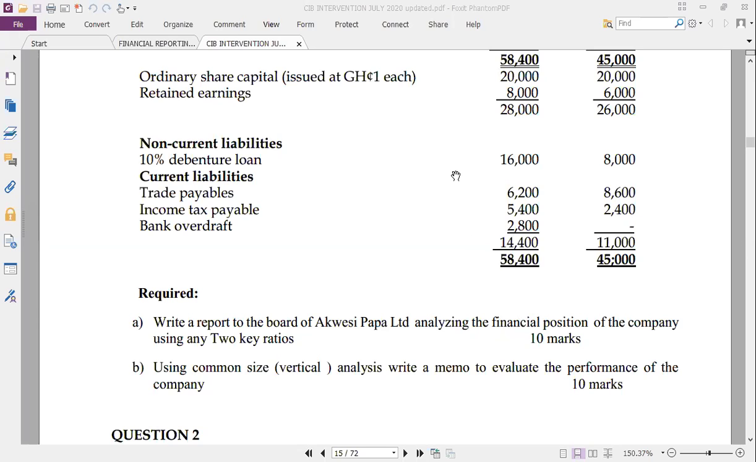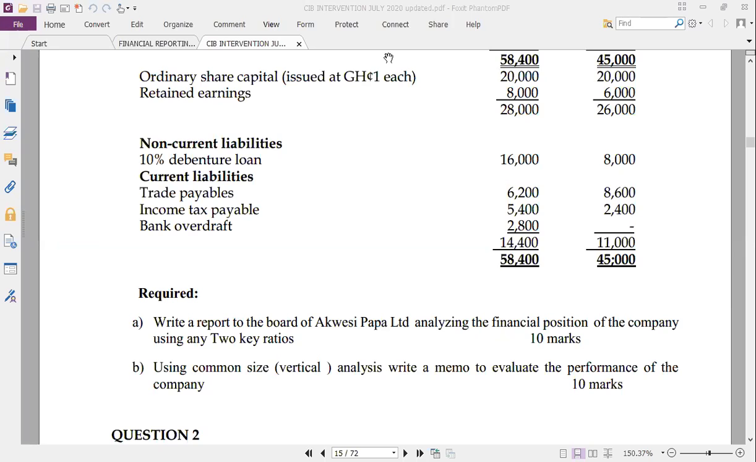So, and you can do that. Okay. Then B, using common size, in bracket, vertical analysis. Write a memo to evaluate the performance of the company. So here is a profit and loss, and then the financial position. I am interested in the common size, so we'll go through the common size. So go to the common size.